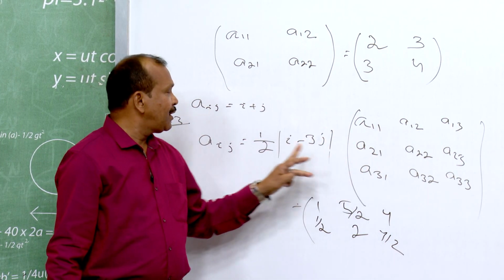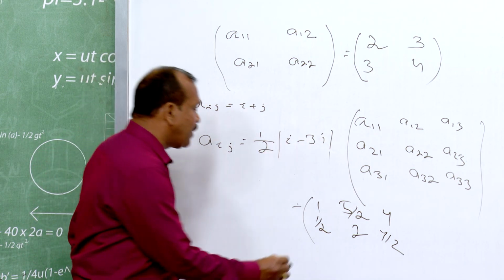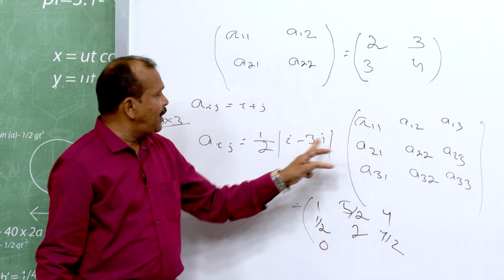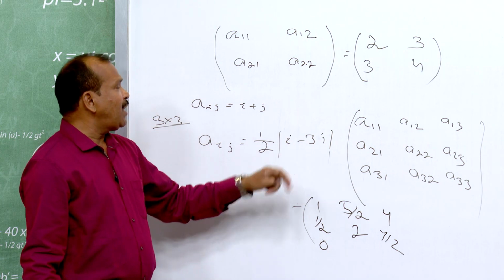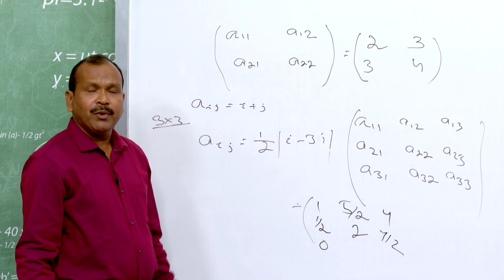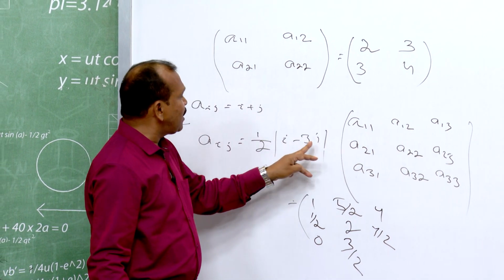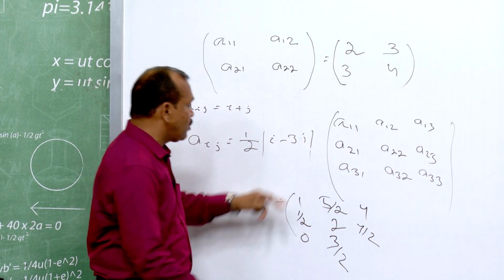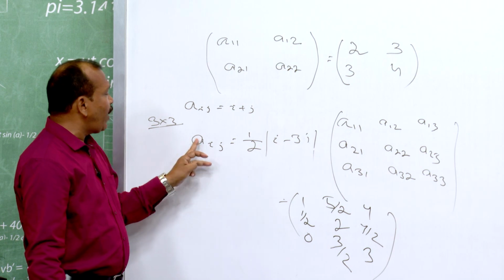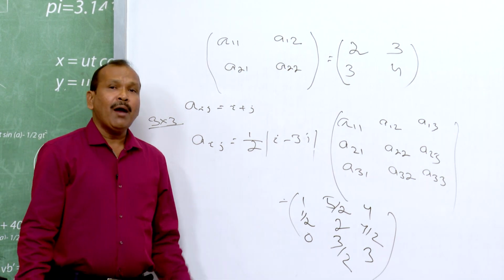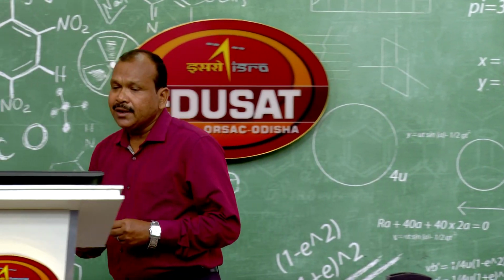Similarly, A31: 3 minus 3, that is 0. 0 by 2 becomes 0. Similarly, 3 minus 3 into 2, that is 6. 3 minus 6 is minus 3. The mod becomes 3, 3 by 2. Similarly, 3 minus 9 is minus 6, 6 by 2 becomes 3. This is a 3 cross 3 matrix where Aij becomes half times the modulus of i minus 3j.